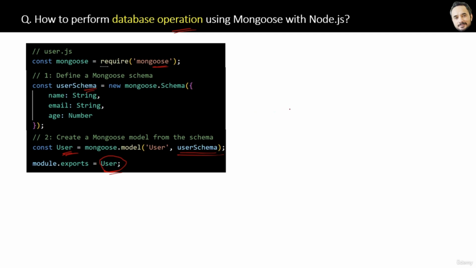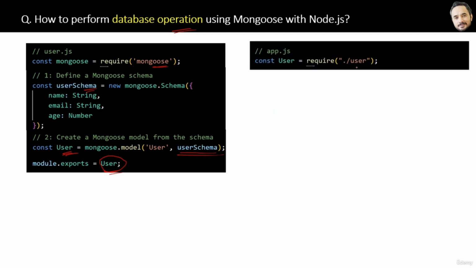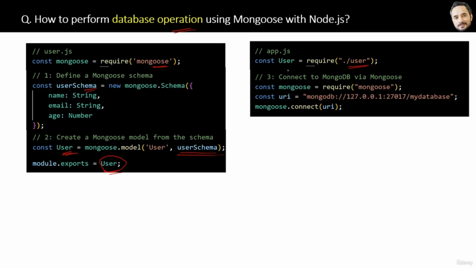For that, in another file app.js, first require this user file and get the user model. Now connect to the MongoDB database. For that, you can use the connect method of this Mongoose library. Okay, and pass the database server address and database name as the parameters. Great, all the schema and connection setup is ready now.